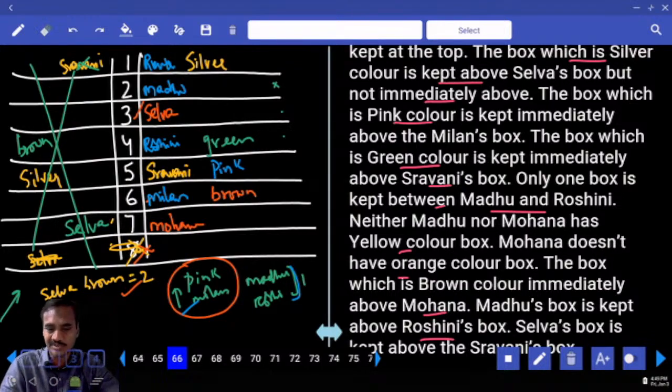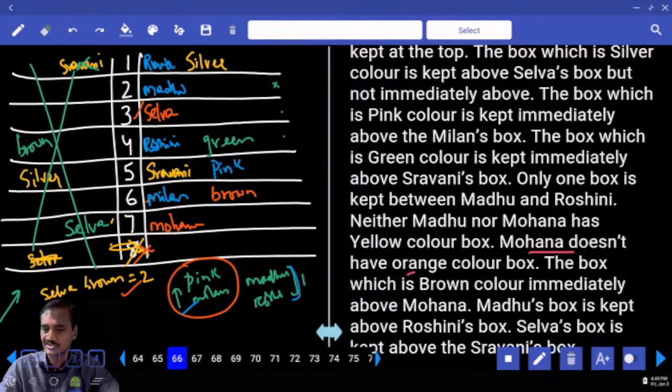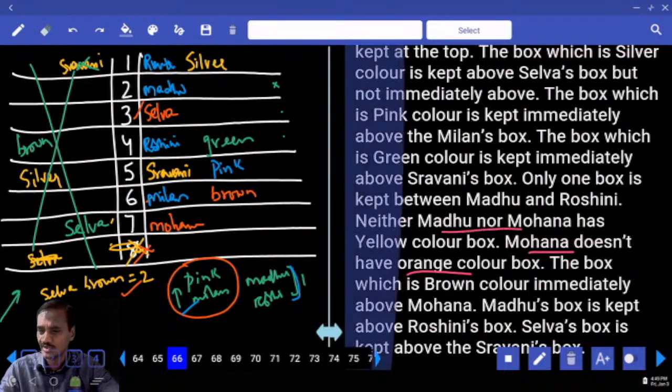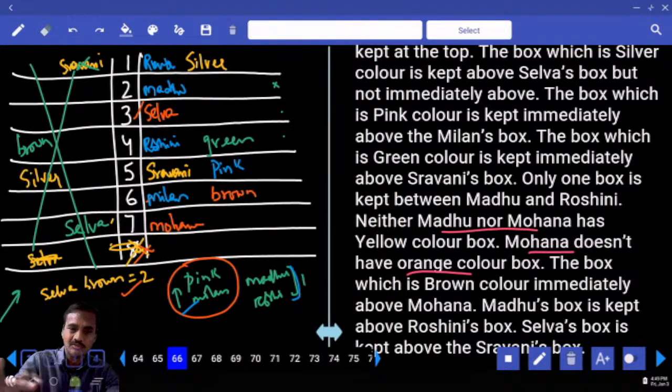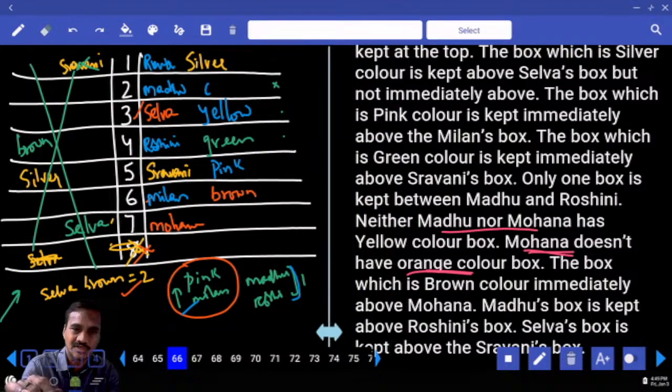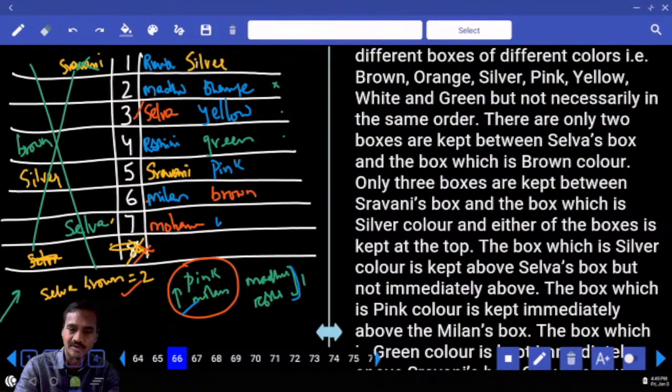Then coming to the colors. Now the yellow color. Mohana does not like orange. Madhu and Mohana cannot be yellow, so Selva must be yellow. If Selva is yellow, then since Mohana does not like orange, Madhu likes orange. And if Madhu likes orange, what is the color left over? White. Now Mohana must be white in color. Clear?